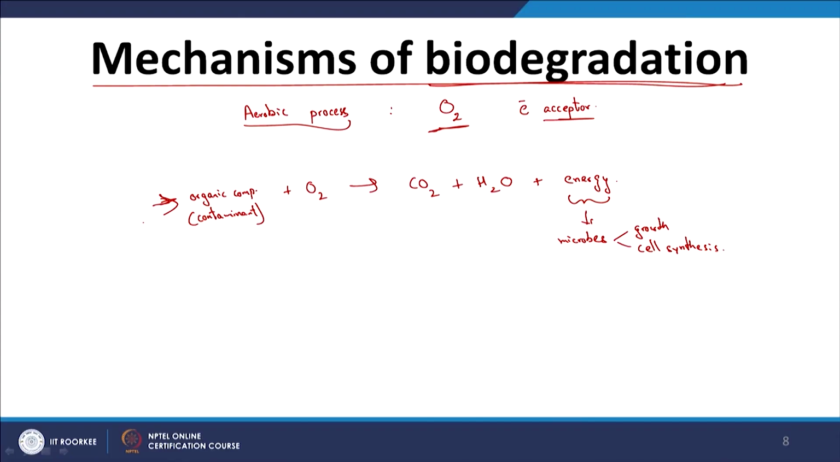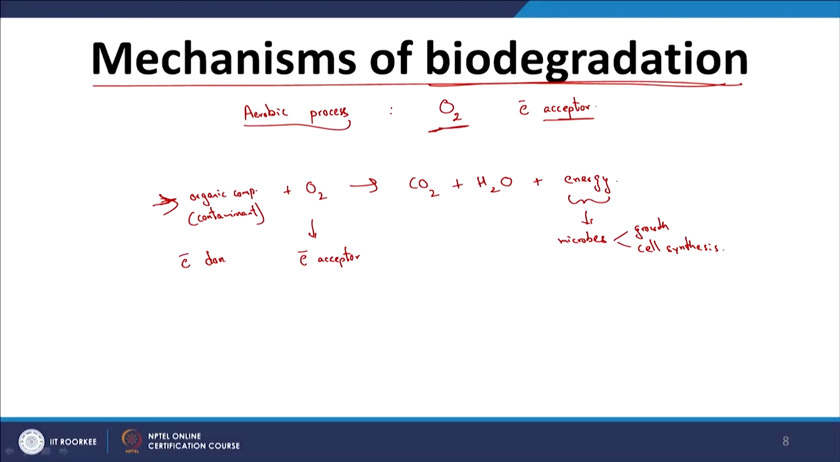But what's the driving force here? The microbes want to grow or thrive, and for that they need energy, and for that they look at sources of electron acceptors and donors. So what are the electron acceptors and donors in this context? Here oxygen is the electron acceptor, and the organic compound, of which there are many kinds, is the one that can act as an electron donor. The electron is transferred from here to here, and in that process energy is released, and depending upon the extent to which the degradation goes, you end up with CO2 and H2O as your end products.